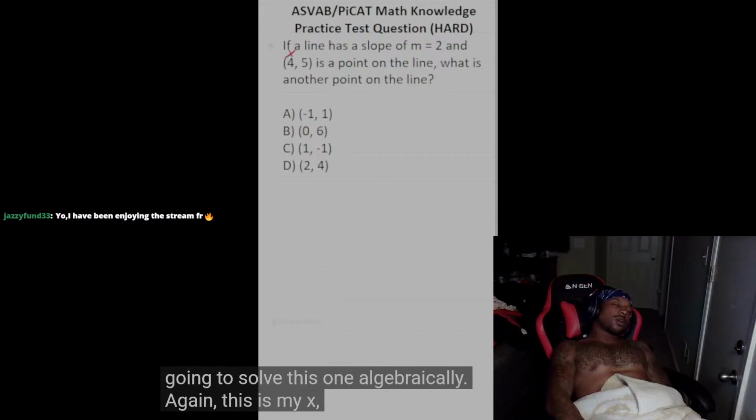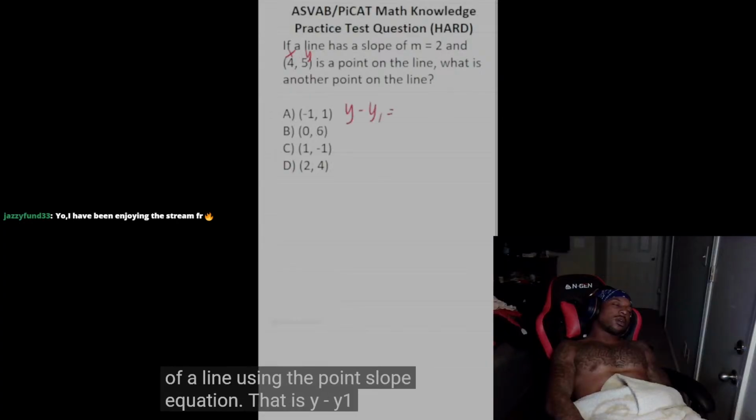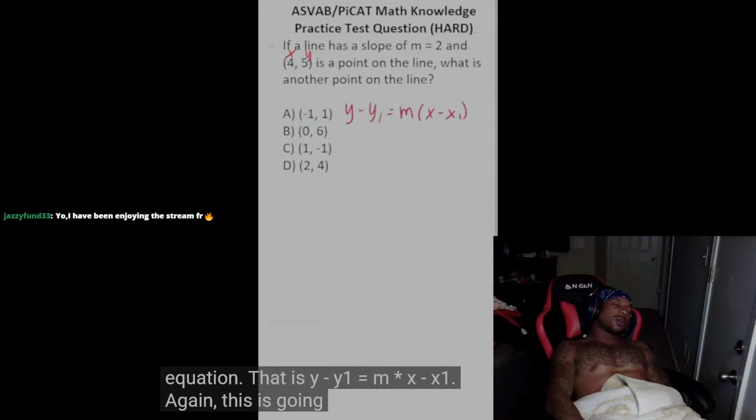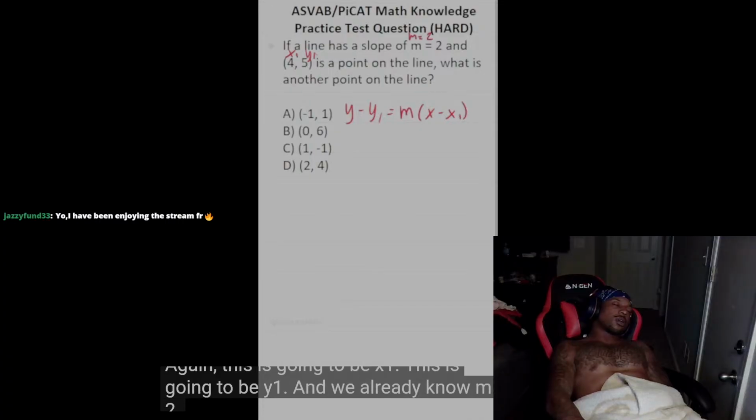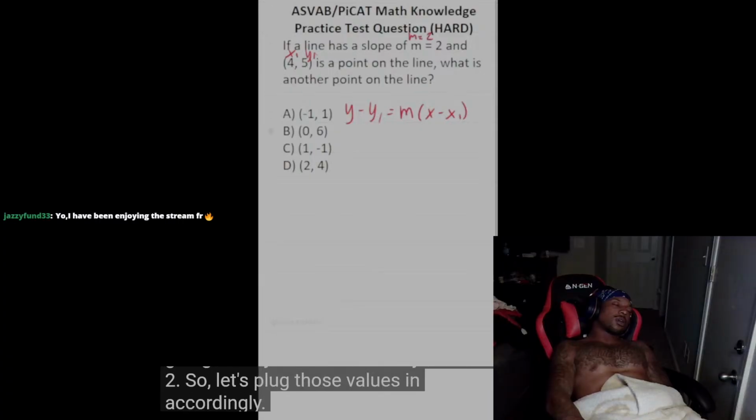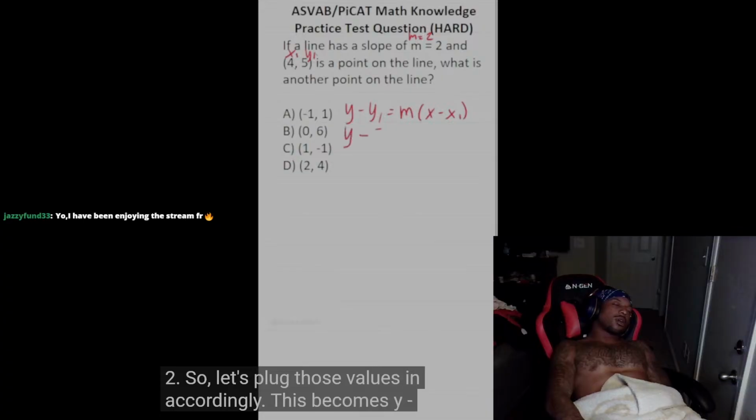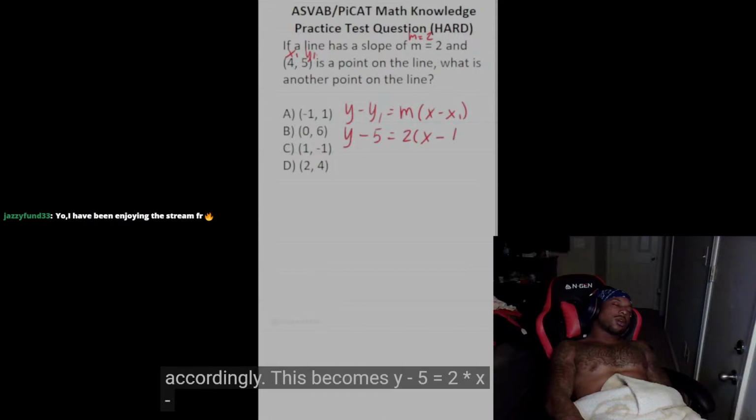Again, this is my x, this is my y, and I'm going to write an equation of a line using the point-slope equation. That is y minus y1 equals m times x minus x1. Again, this is going to be x1, this is going to be y1, and we already know m is 2. So let's plug those values in accordingly. This becomes y minus 5 equals 2 times x minus 4.